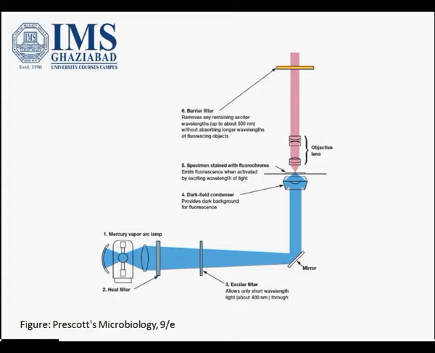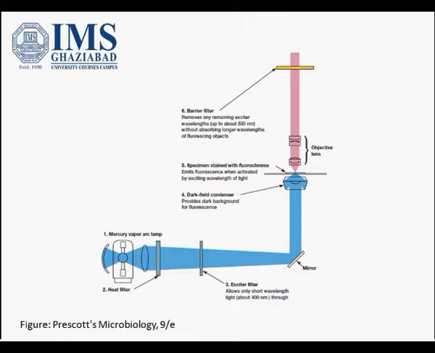As you can see, first we have the mercury vapor arc lamp. This is a source which produces an intense beam of light. Then we have the heat filter. This filter stops the heat transfer, and it's an infrared filter.